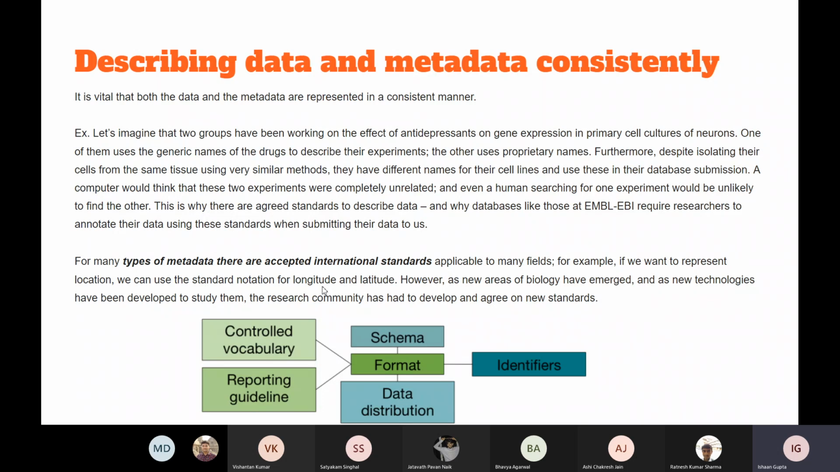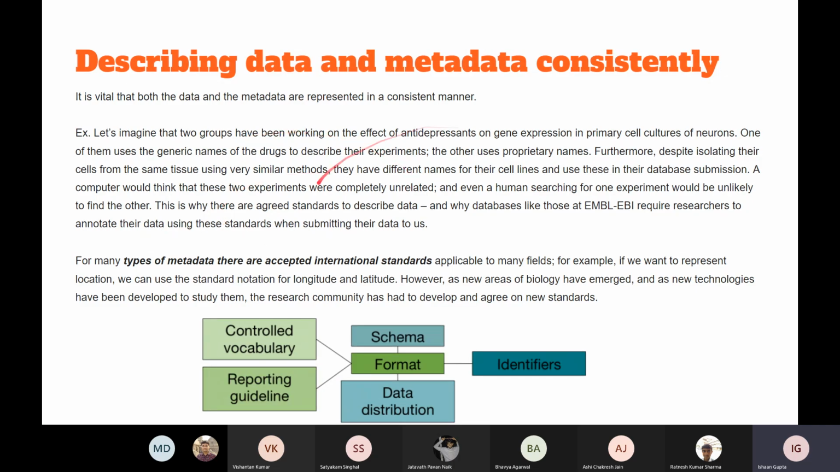Let us say from a company, let's say Pfizer XXX, right? And they would be working on, let's say, the AFP.1 hydroxychloroquine. Okay, let us say that that was a drug that was being looked at. So now, whenever you have submitted this data, the computer is going to think, even you would think, that these are completely different experiments, right? So that's why it's very important to agree to certain standards to describe data.